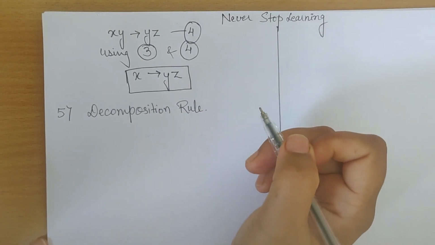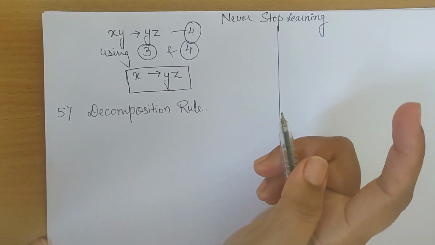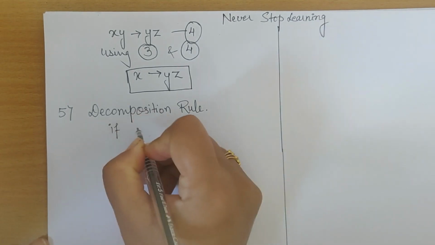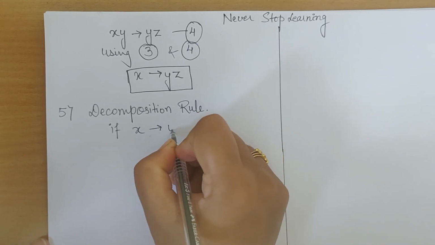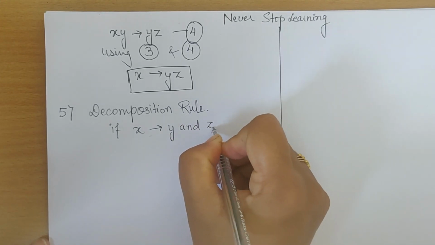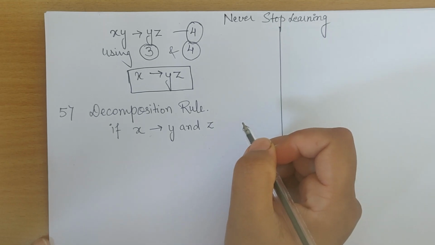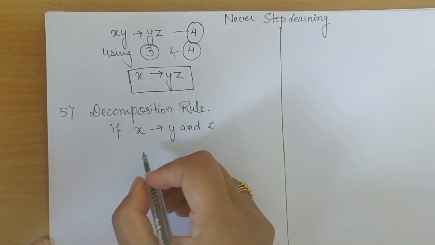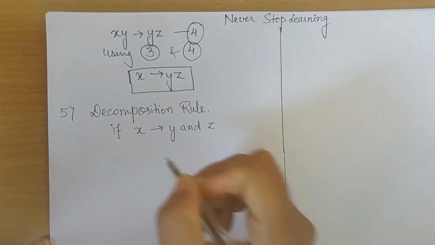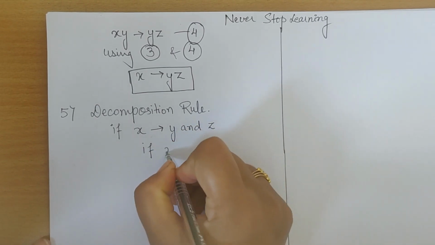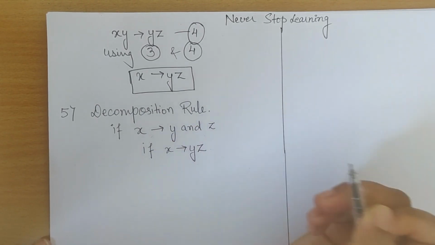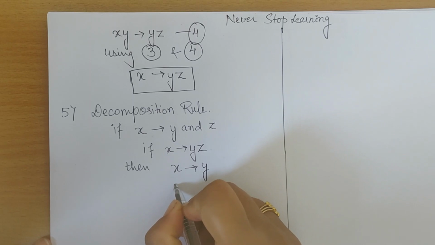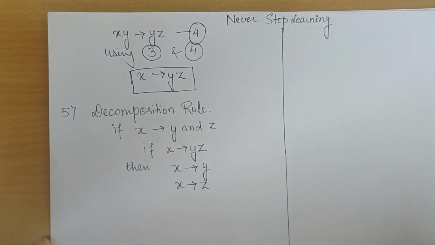Now your decomposition rule is the reverse of the union rule. What the decomposition rule says is that if X determines YZ, then X determines Y and X determines Z also, separately. So instead of the earlier statement, I will write: if X determines YZ, then X will determine Y and X will determine Z also separately.